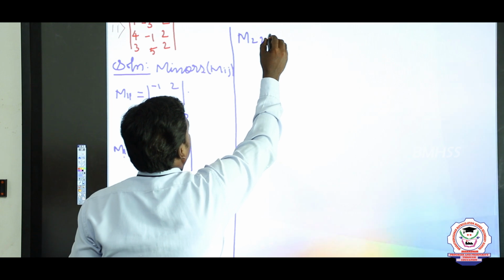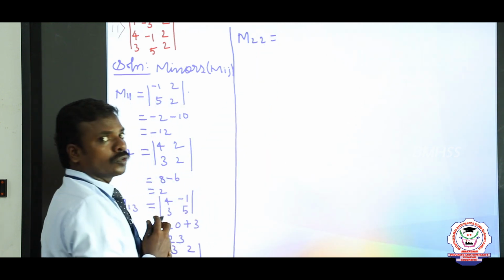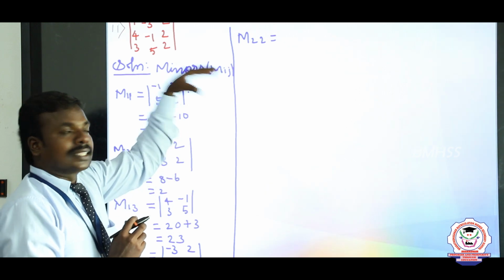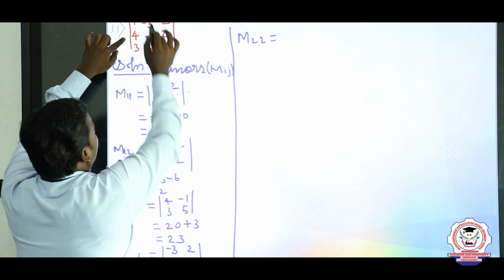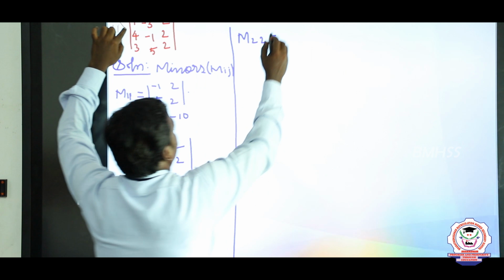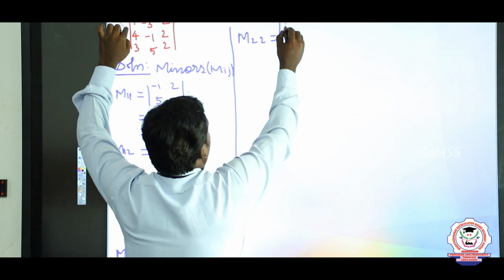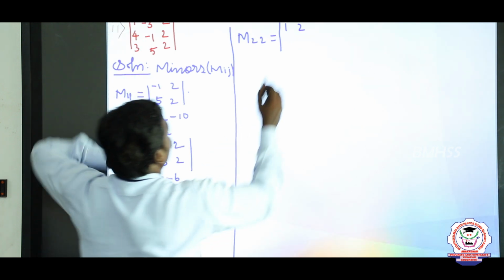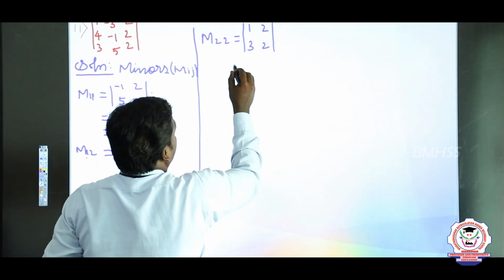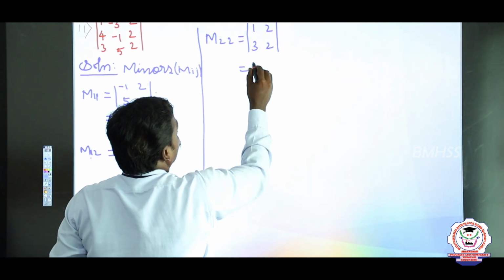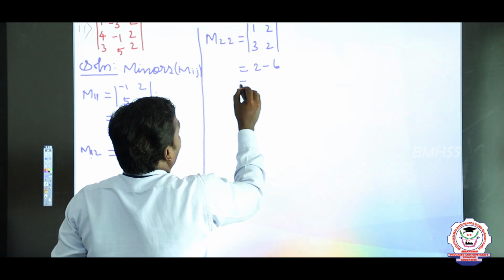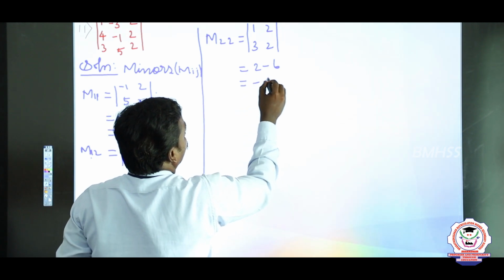Next, M22, second row, second column. I am going to omit the second row and second column. What are the remaining elements? That is 1, 2 from the first row, and from the third row 3, 2. Now I am going to find the determinant. 1 2 is 2 minus 3 2s are 6. So 2 minus 6, that is minus 4.